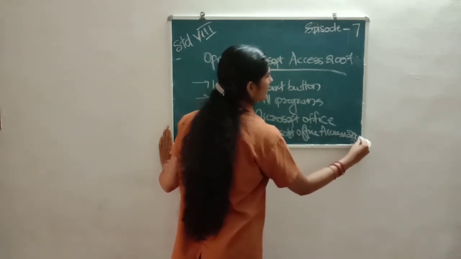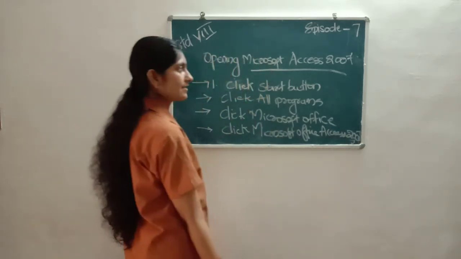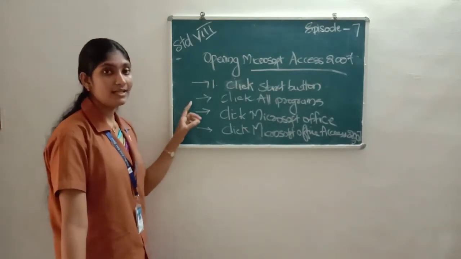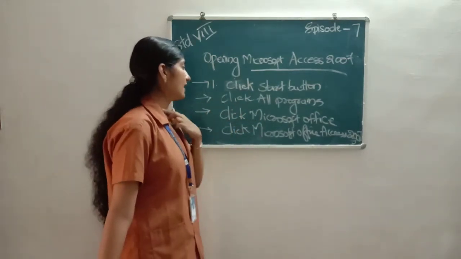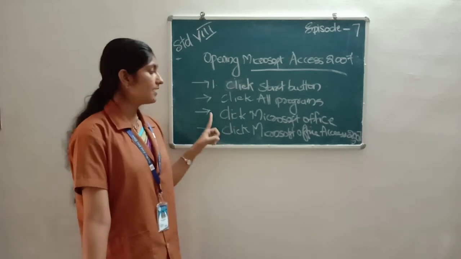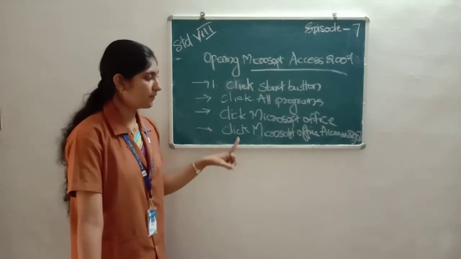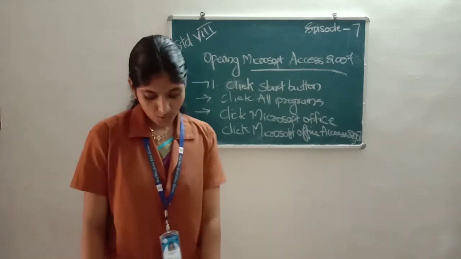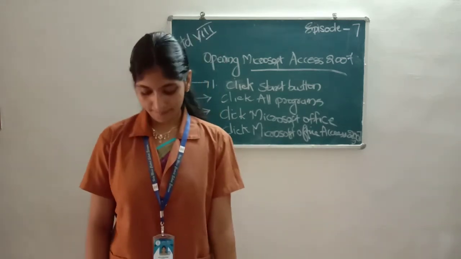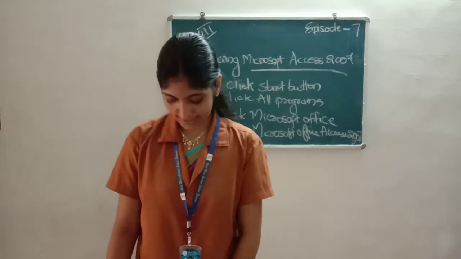2007. So what are the steps for opening Access 2007? First, click Start button. Second, click all programs. Third, click Microsoft Office. Fourth, click Microsoft Office Access 2007. So these are the 4 steps for opening Microsoft Office Access 2007.